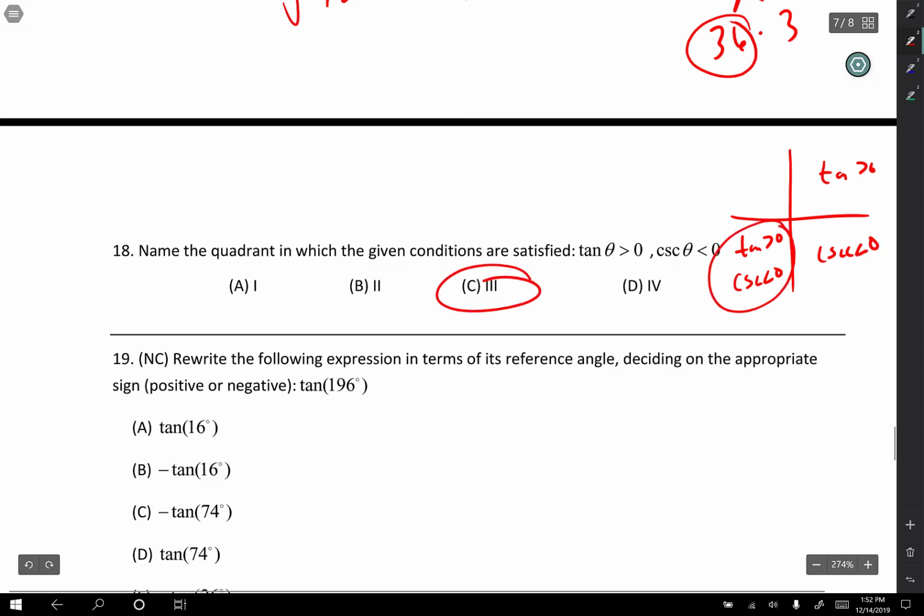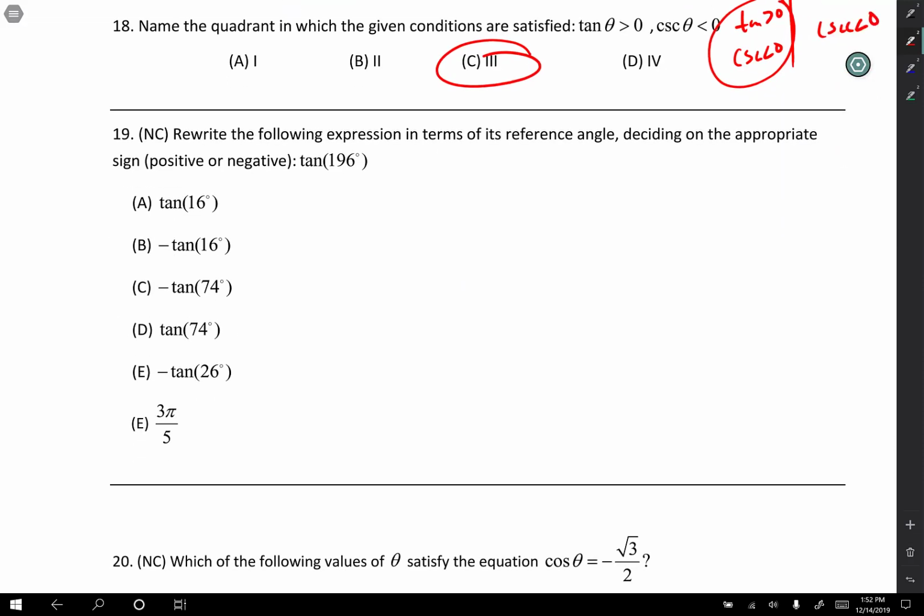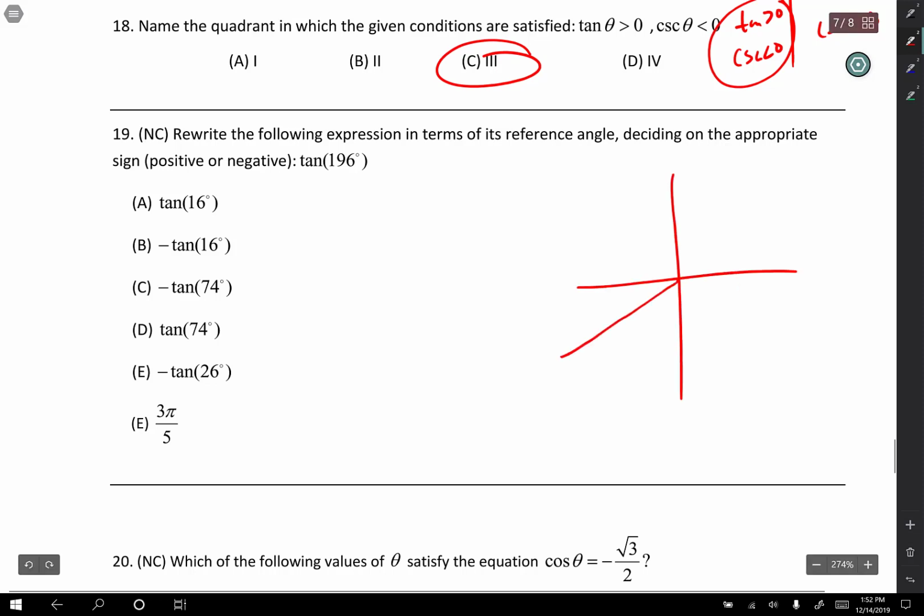So there it is. Rewrite the following expression in terms of its reference angle, deciding on the appropriate sign, positive or negative. All right, tan 196, again, it's right here in quadrant 3. And we just talked about tan being positive in quadrant 3. The reference angle in quadrant 3 between 180 and 196, that's 16 degrees. So since we know that tan is positive, letter A.